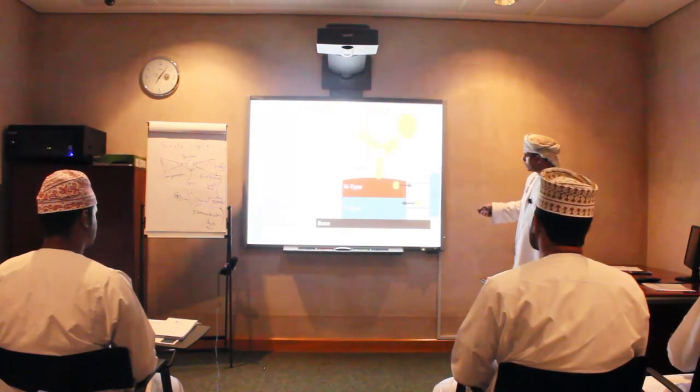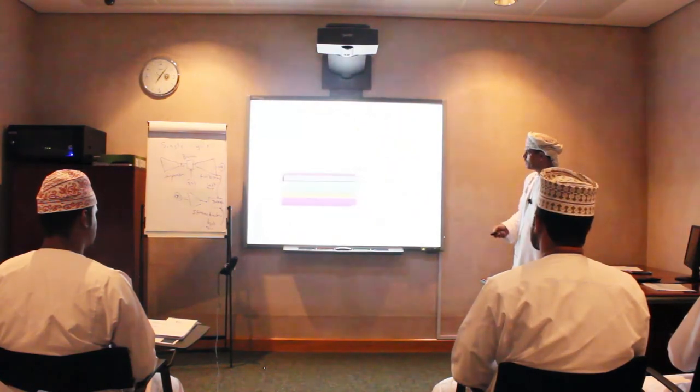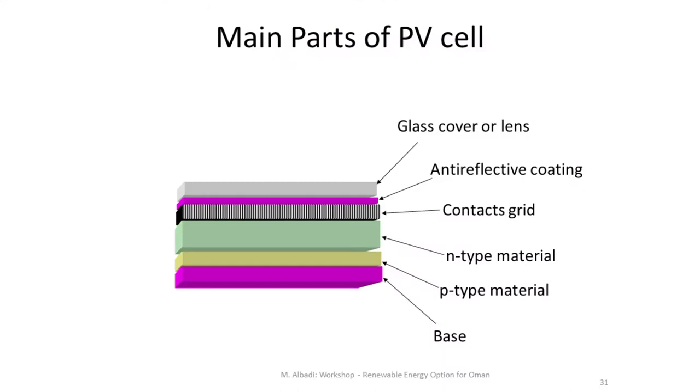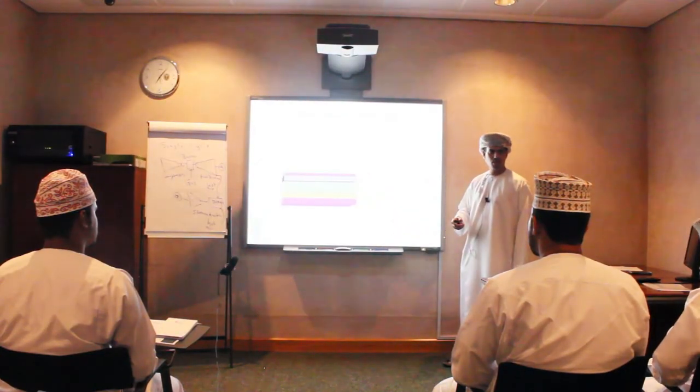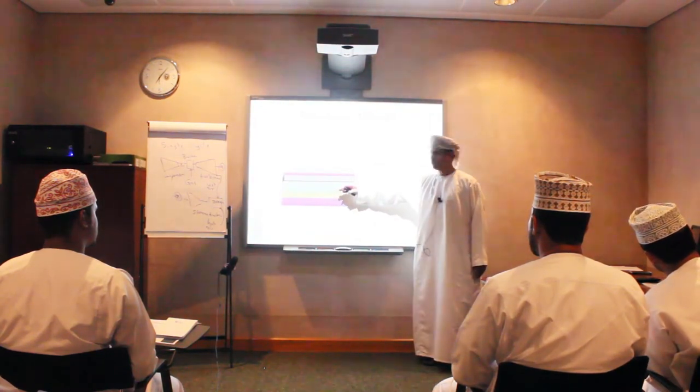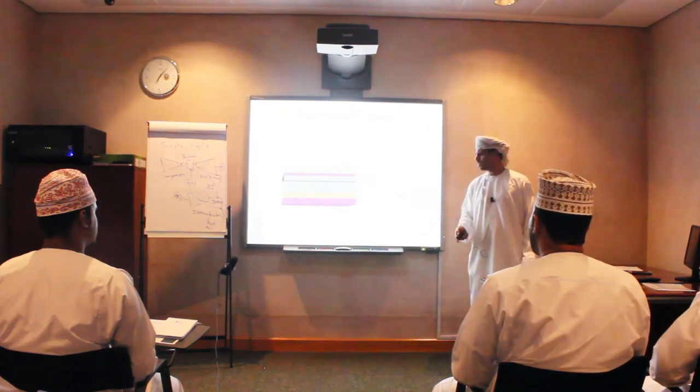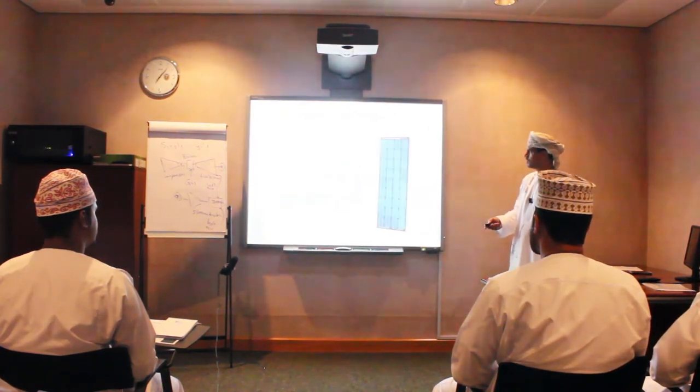So with the sun radiation, you have electrons going through the load, and then you will have current. These are the main components. So the main components, you have the N and P junction, so the silicon material with some impurities, another silicon material with some other impurities, and you have a base, and then you have a collector. This is like small wires, small filaments of conductor on top of the cell to collect the current, and you have an anti-reflective coating so that you allow as much solar irradiation as possible into this junction. Okay? And then you have the glass, the covers to protect it. So this is typically the main parts of the cell.